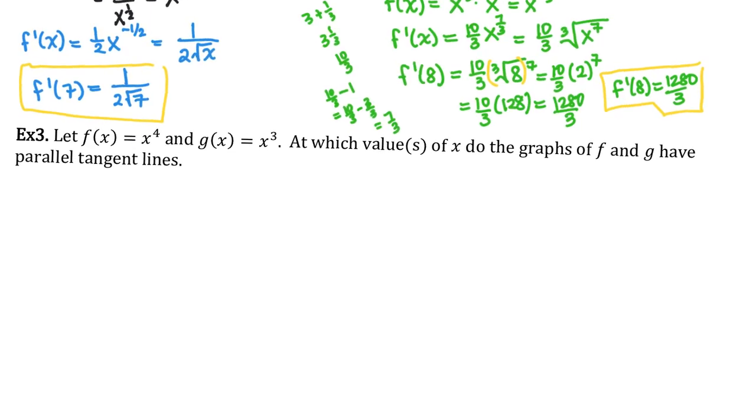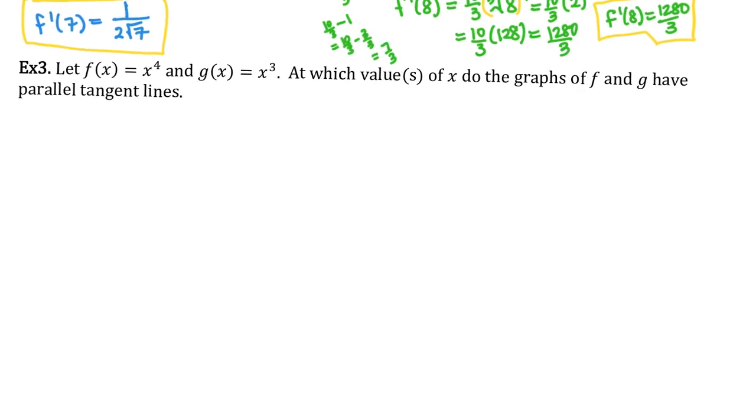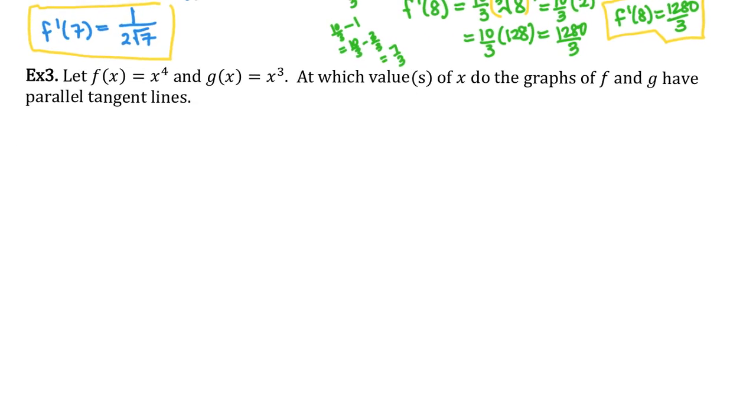Okay, let's go ahead and look at the last example. Okay, example 3. Let f of x equal x to the 4th and g of x equals x to the 3rd. At what value or values of x do the graphs of f and g have parallel tangent lines? Okay, parallel lines. What do we care about parallel? Parallel lines have the same slope, which in calculus means they have equal derivative values.